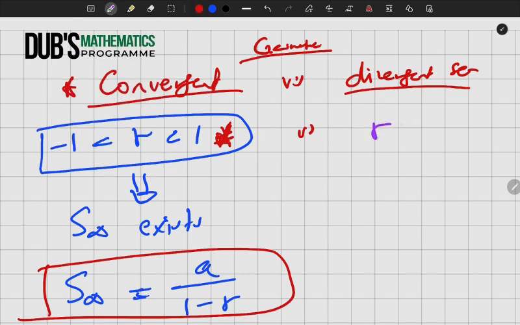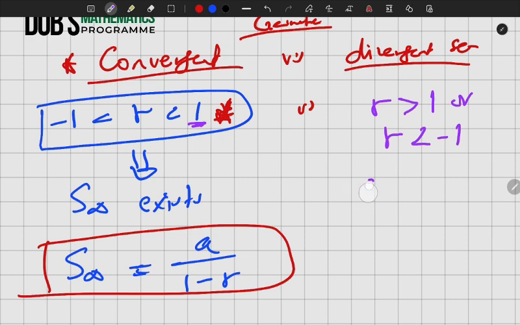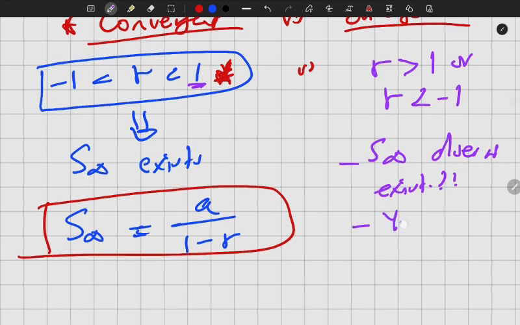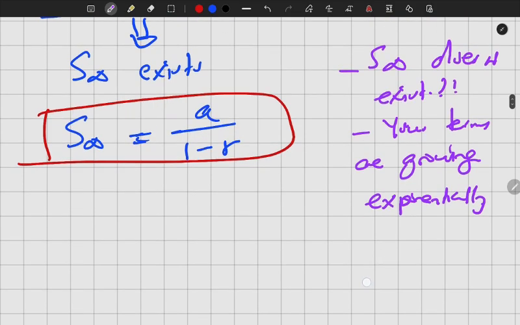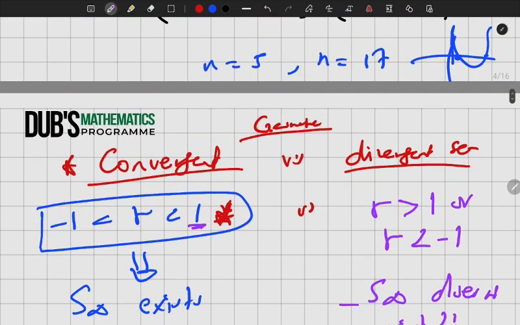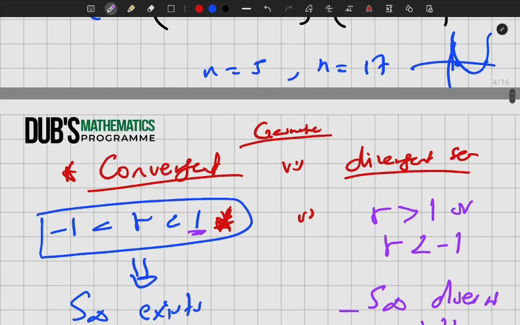Then the opposite is true: if a series does not converge, it diverges. So if your r is greater than 1, or your r is less than -1, then your series diverges, which means that the sum to infinity does not exist. Why? It means that your terms are growing exponentially.